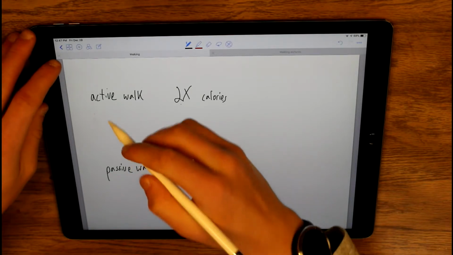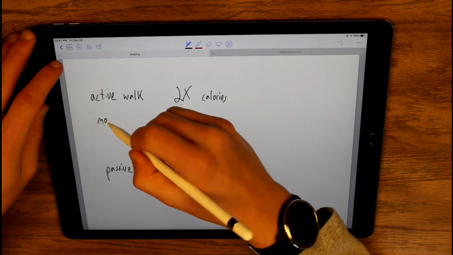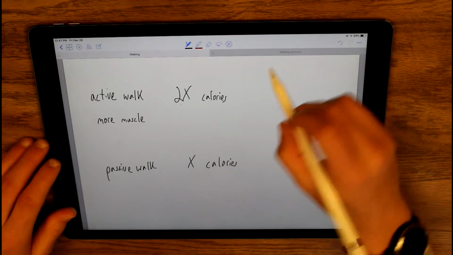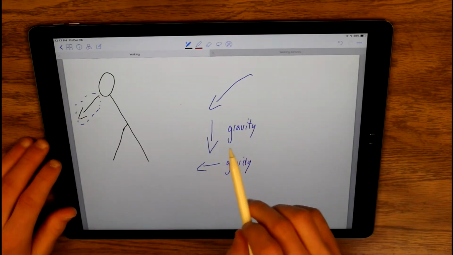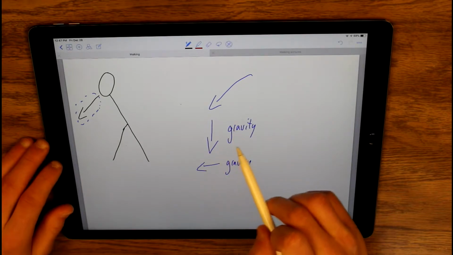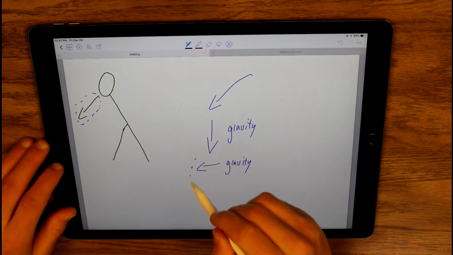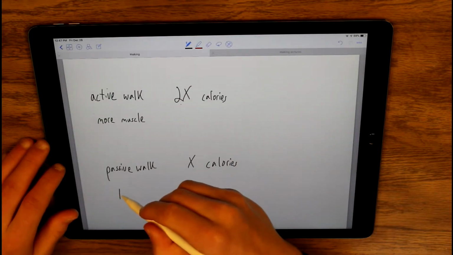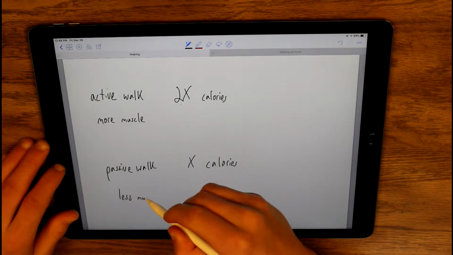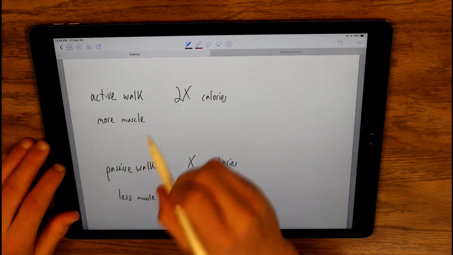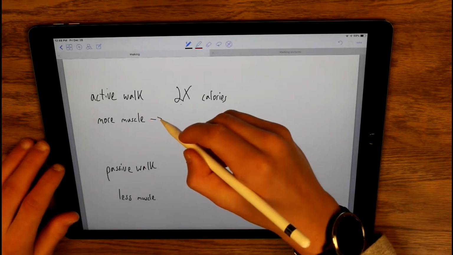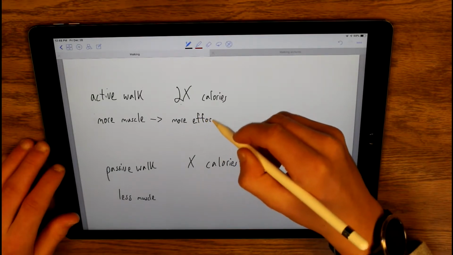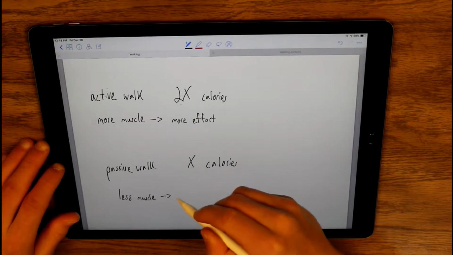Basically, when you're walking actively, it requires more muscle. And it requires more muscle, remember, because in our passive walk we had this gravity vector, in particular this part of the gravity vector, which aided in our movement. So this requires less muscle. Now because this requires more muscle, it also requires more effort. And this, by extension, requires less effort.